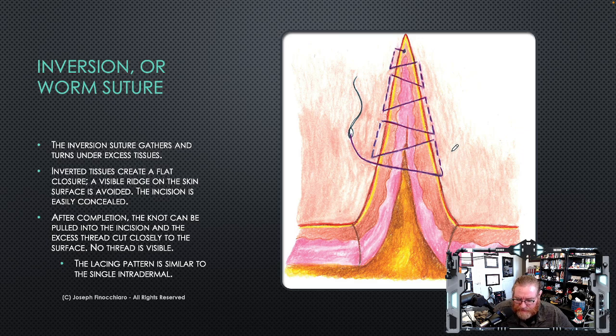The worm suture, or the inversion suture. The inversion suture gathers and turns under excess tissues. Inverted tissues create a flat closure, a visible ridge on the skin surface is avoided, and the incision is easily concealed using either wax or Easy Way, which is a form of liquid latex, something of that nature. After completion, the knot can be pulled into the incision and the excess thread cut closely to the surface and no thread is visible. The lacing pattern is similar to the single intradermal.